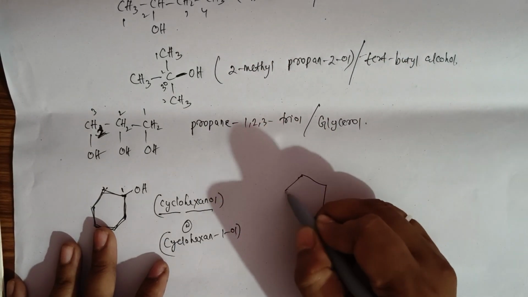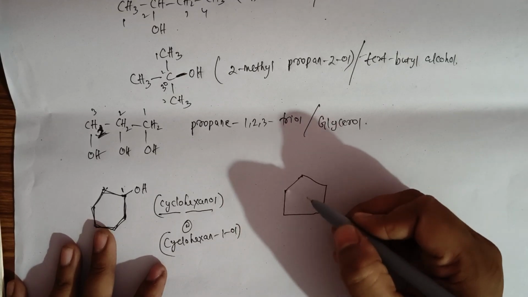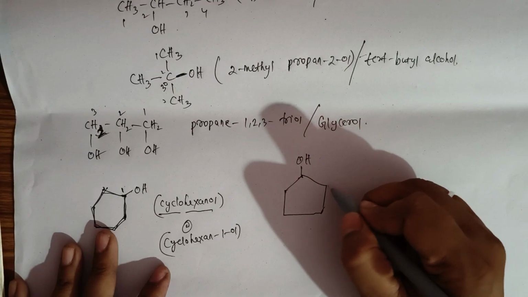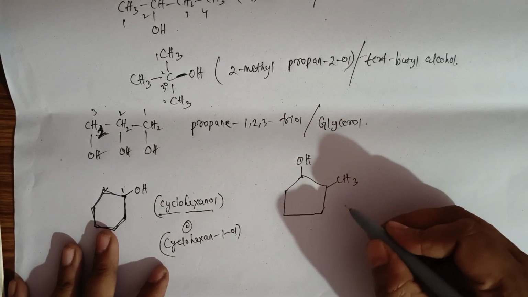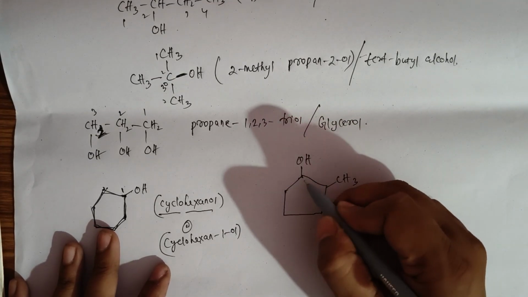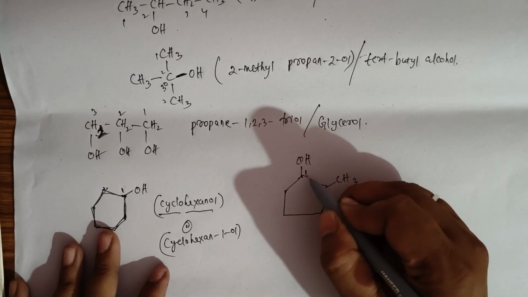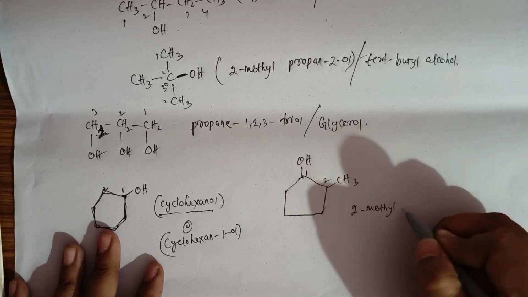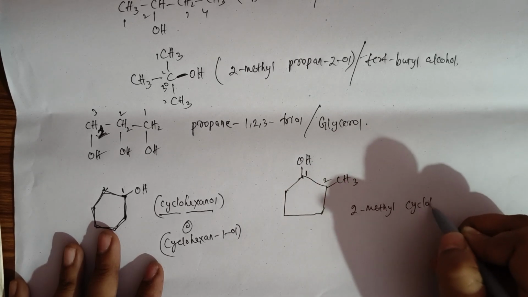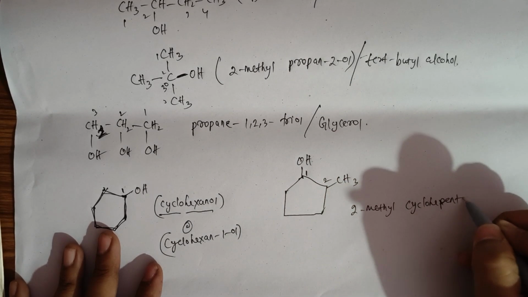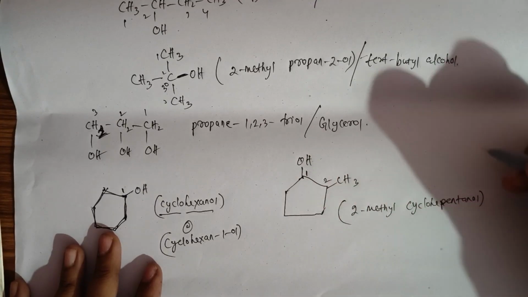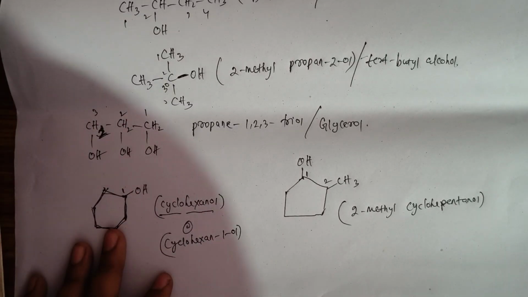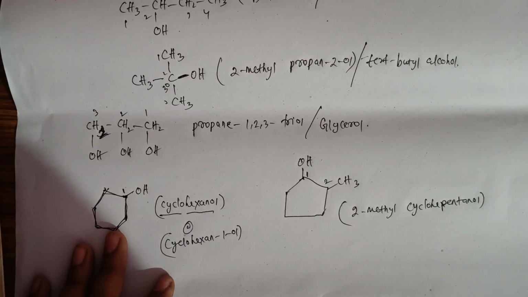Like this, one OH is attached and another CH3 is attached. What can this be called? Numbering starts from the functional group, so 1, 2. Its IUPAC name will be 2-methylcyclopentan-1-ol, or cyclopentanol. So these are the common or IUPAC names of the different alcohols. I hope it is clear to all of you.